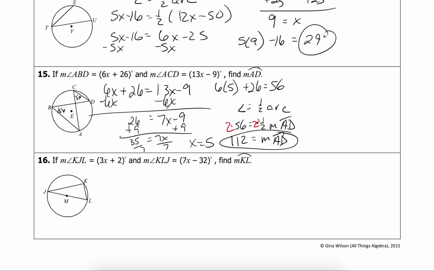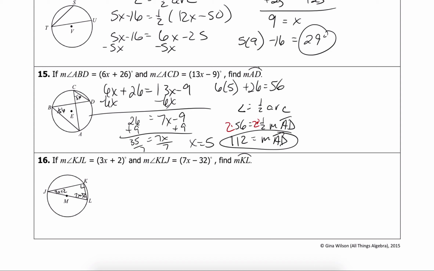Okay, this last one, I've got KJL, I'm going to label it in here, is 3x plus 2. And LKJ is 7x minus 32. Now, if you'll notice, this arc right here is 180 because this is a semicircle. So I know that this other angle in the triangle is 90.